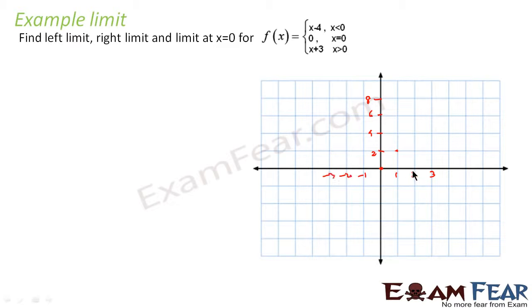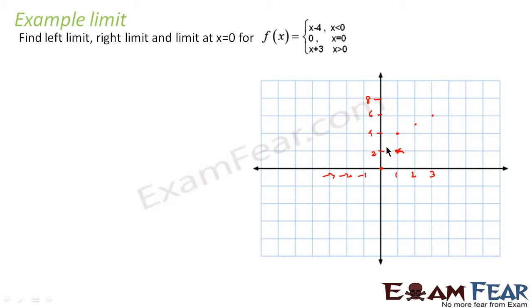For 2, the value is 2 plus 3, that is 5, be somewhere else. For 3, the value is 3 plus 3, 6. For 1, the value is 1 plus 3, 4. This is somewhere here. It's not the point. For 3, the value is 3 plus 3, that is 6.